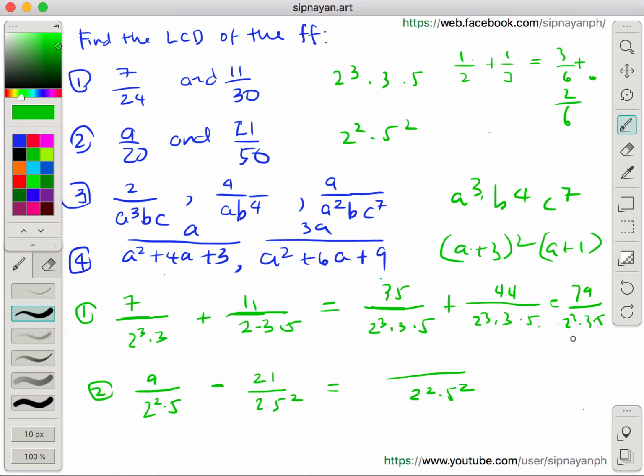Of course, pwede natin ito simplify yung 2 cubed times 3 times 5, but in this case, hindi natin siya kailangan dahil pagdating na ng variables, hindi natin kailangan siyang i-simplify, no?